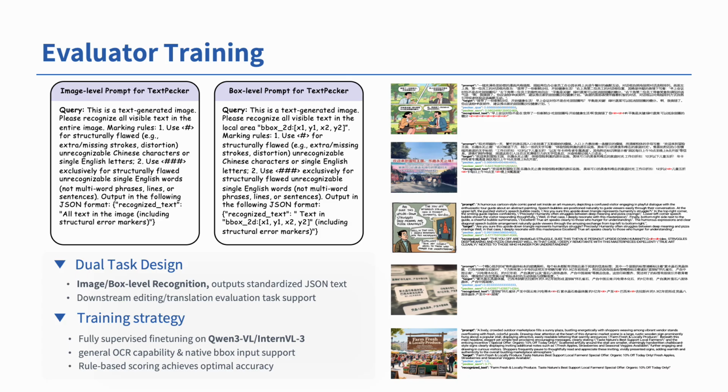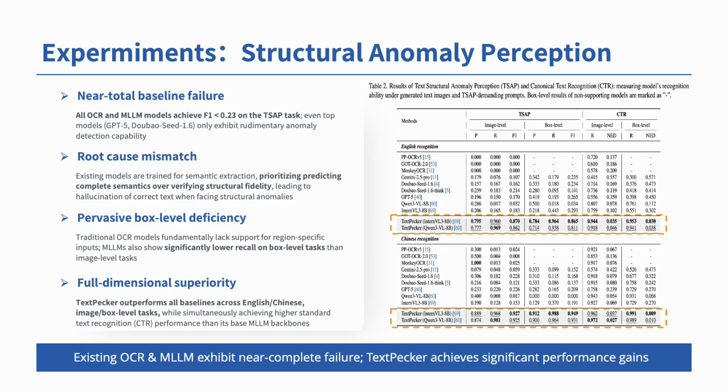We then fine-tuned models like QN3VL and INTERNVL3 to output standardized JSON via rule-based scoring, supporting both image-level and box-level tasks. The perception results are stark. Existing OCR and MLLMs like GPT-5 completely collapse, scoring below 0.23 F1 because they guess semantics instead of verifying structure. TextPecker outperforms them all across the board.